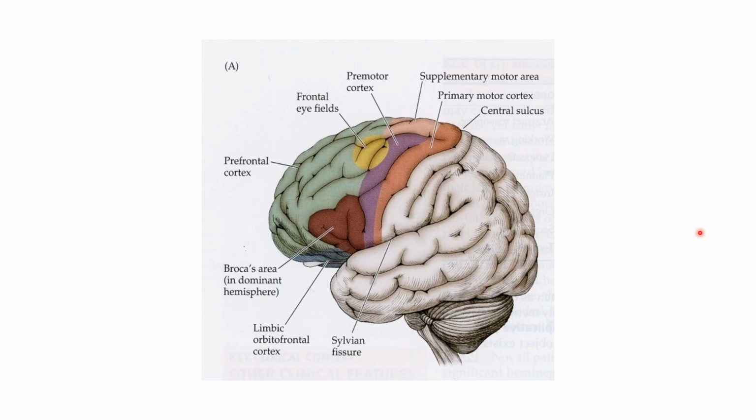There are several major divisions of the frontal lobe. You can see the primary motor cortex, the premotor cortex, and the supplementary motor area here are all involved with planning and executing movements. The frontal eye fields here are involved with movement of the eyes. Broca's area here in the dominant hemisphere is involved with language output. We won't really talk about those today. We're going to focus on the three circuits originating in the prefrontal cortex here.